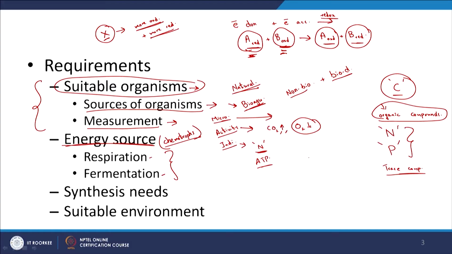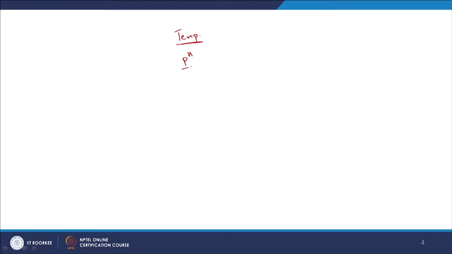Now obviously you also need suitable conditions. Similar to human beings, microbes have a preferable temperature range, so temperature is a key issue. We are done with synthesis needs, and we are looking at a suitable environment. Temperature has an optimal range, and then there is pH. If it is way too acidic or basic, typically the microbes can't withstand these extreme conditions. So that's something to keep in mind: temperature, pH, and other aspects too.